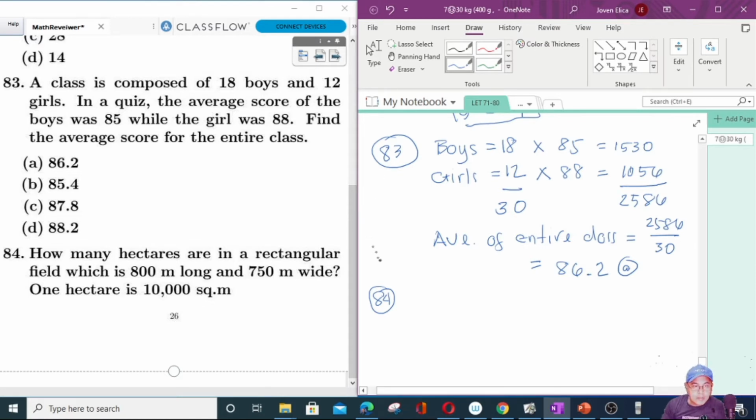So in number 84, we have a rectangle. Let us draw the rectangular shape, with 800 meters length, and 750 meters wide. And it was given that 1 hectare is equal to 10,000 square meters.